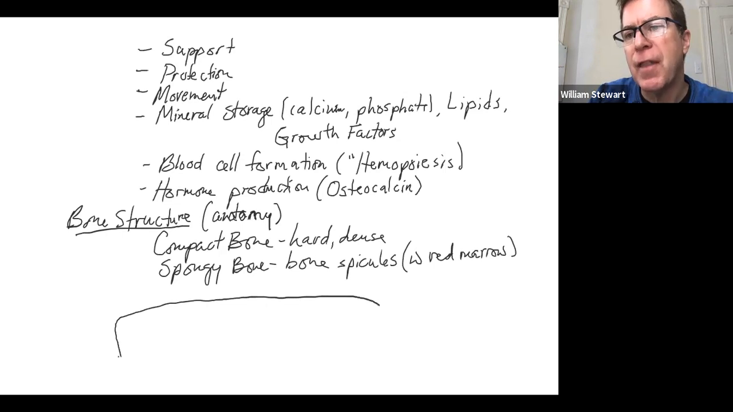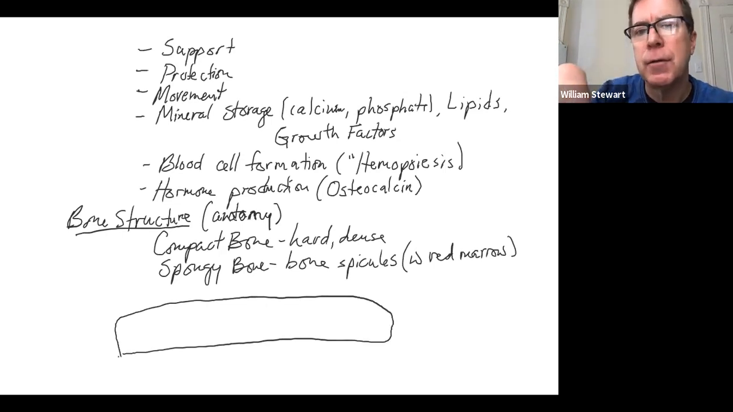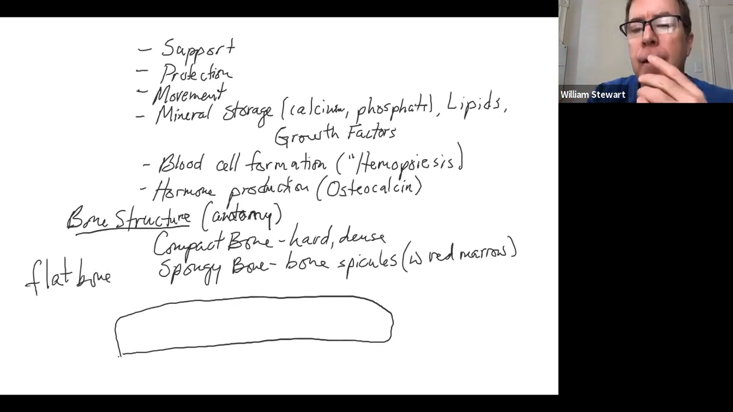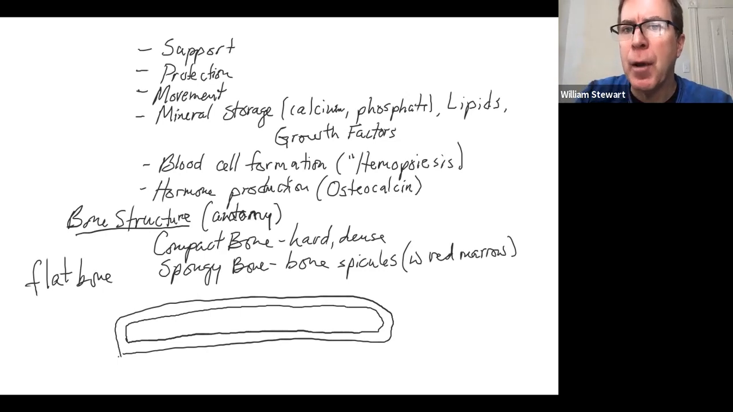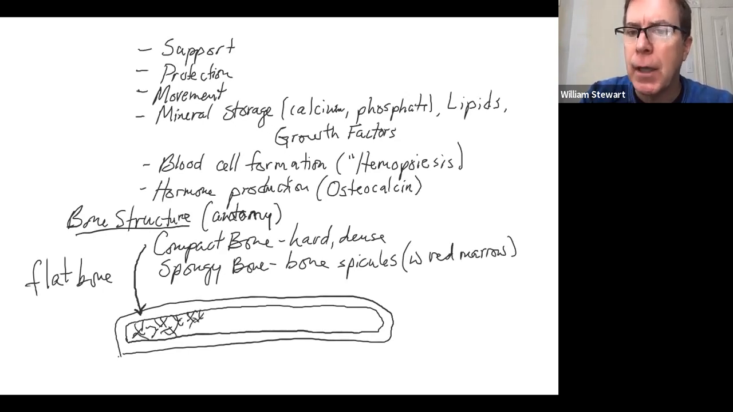So I'm going to draw a flat bone. If we cut open a flat bone, say the scapula, the shoulder blade, or a cranial plate, what we find is that most flat bones have a sandwich looking anatomy in which there is compact bone surrounding the outside of this sandwich, and it's dense and hard. And then inside of flat bone, we find spongy bone. How much depends on the location in the body.